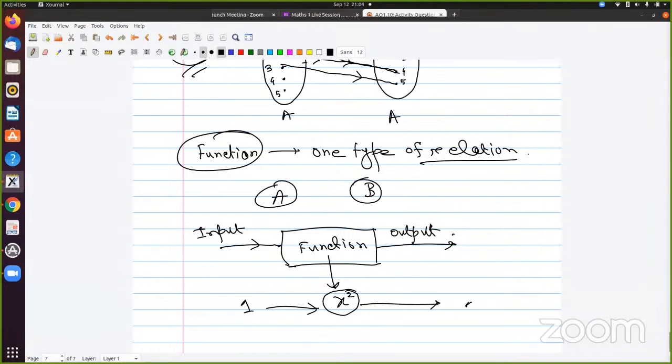If I give you 2, what is your output? 4. If I give you 5 by 2, what is your output? 25 by 4. Okay. If I give you -3, what is your output?